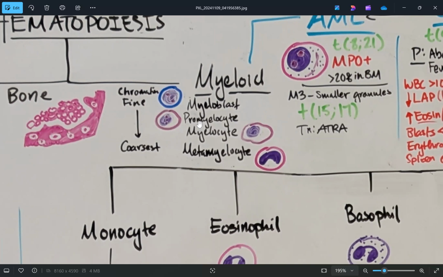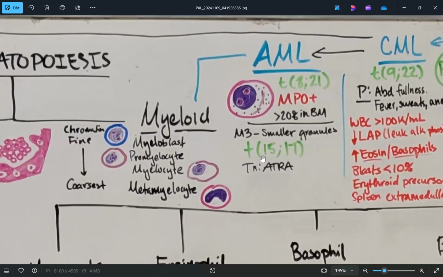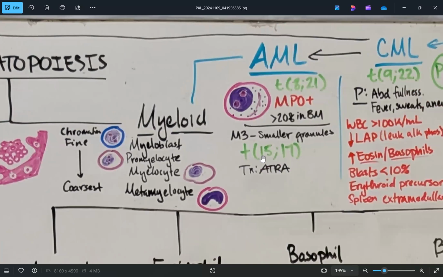Regardless, going back to AML, it is most associated with your 8;21 translocation, and it will be MPO positive or your myeloperoxidase positive.